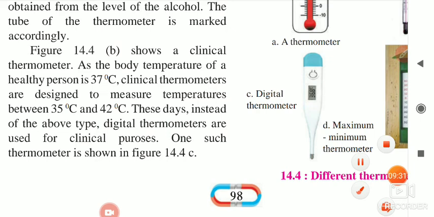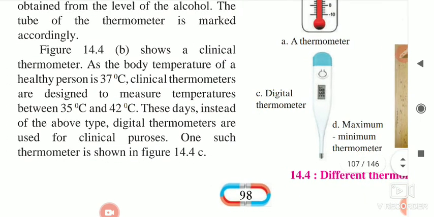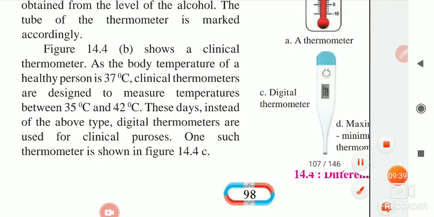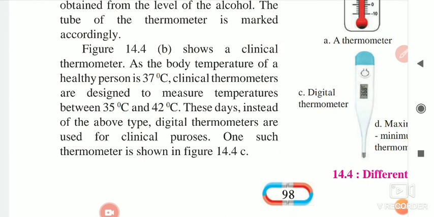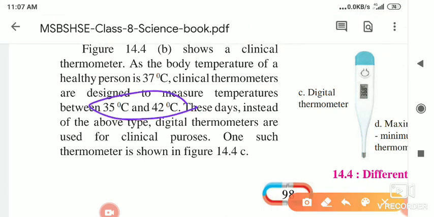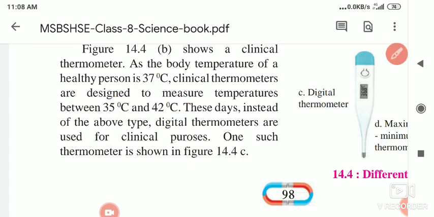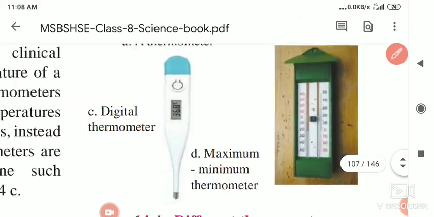Now, as the body temperature of a healthy person is 37 degrees Celsius, the clinical thermometer is designed to measure the temperature between 35 and 42 degrees Celsius. Understood why it was designed in between these two? Now, these days, instead of the above type, digital thermometers are used for clinical purposes. One is shown in the figure. So, this is the digital thermometer, right?